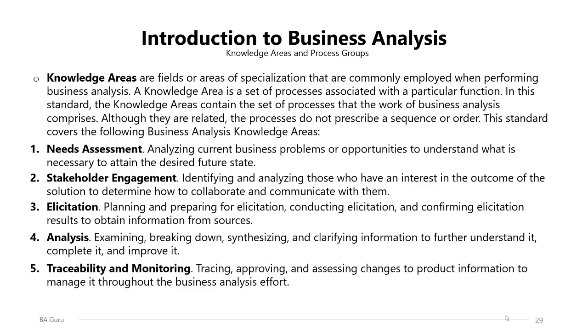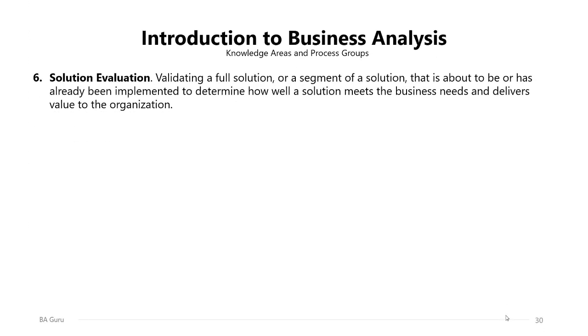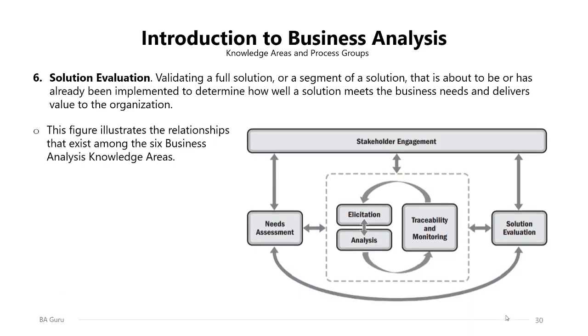analysis effort. And the last knowledge area will be the solution evaluation, validating a full solution or segment of a solution that is about to be or has already been implemented to determine how well a solution meets the business needs and delivers value to the organization. These are the 6 knowledge areas. Across these 6 knowledge areas, we will be conducting 35 processes.